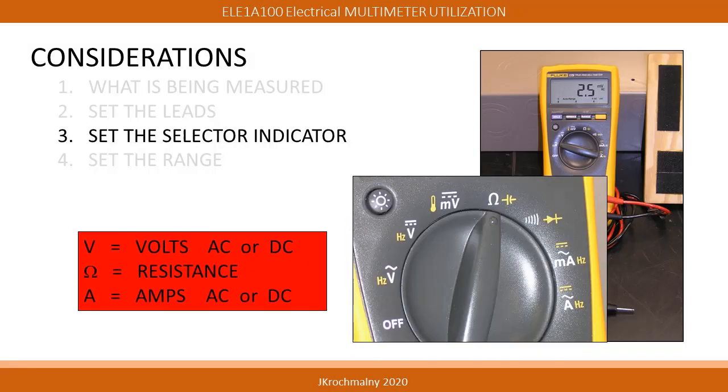Setting the selector indicator is the third step in the configuration of the multimeter. This dial switch is moved to V for voltage, AC or DC, the omega or the letter R for resistance, or to A for amperage, AC or DC.